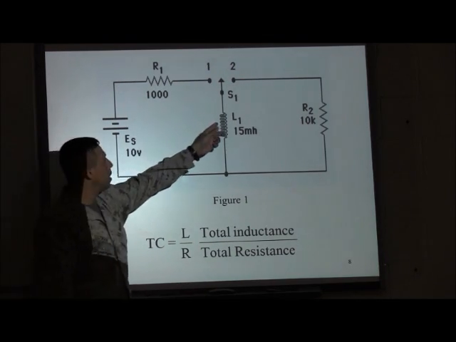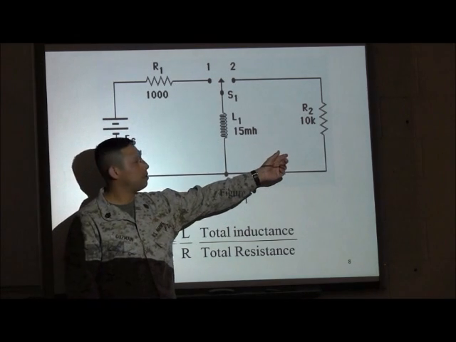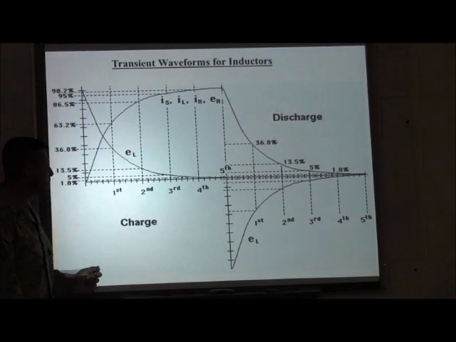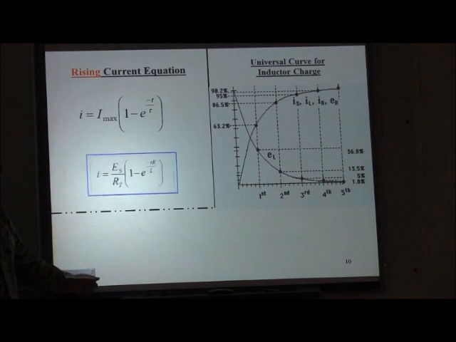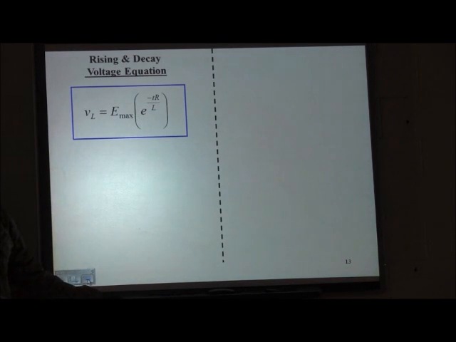And everybody see that L1 and R2 are in parallel, right? So the voltage of L1 equals the voltage of R2, right? Okay. So if one of them is decaying, the other one has to be decaying. It's a loop, they have to equal each other.